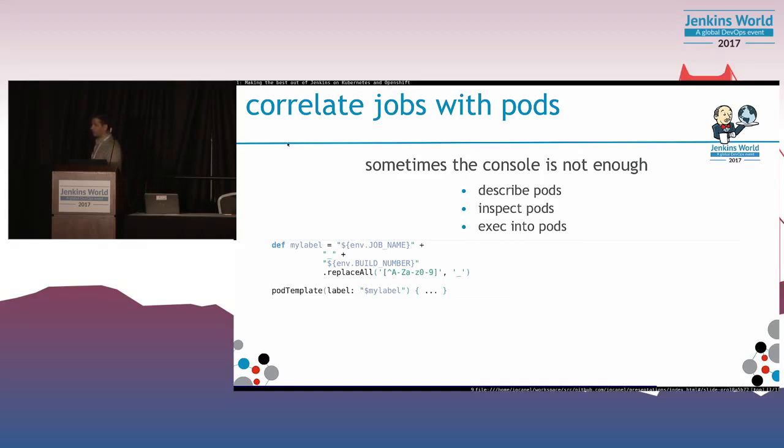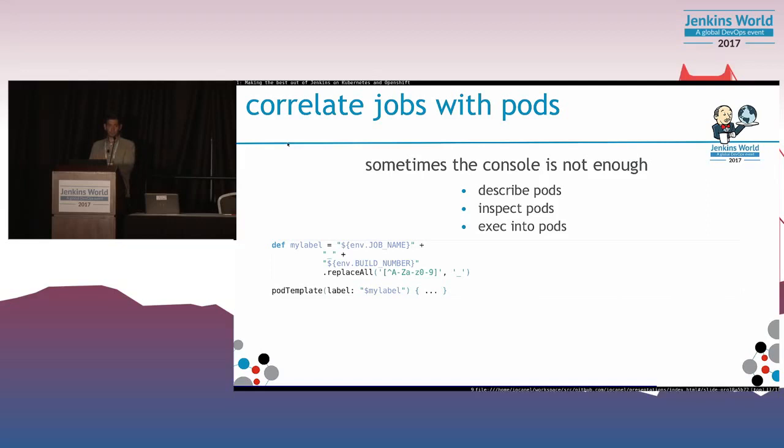A trick that I find really, really useful is to include the job name and the build number inside the label that I'm adding in my pod template. And this way, since Kubernetes plugin 0.12, we get a pod named after that label. So that means that when you look at a pod name, you know exactly which job and which build number it refers to. So by correlating jobs with pods, you make your life so much easier.